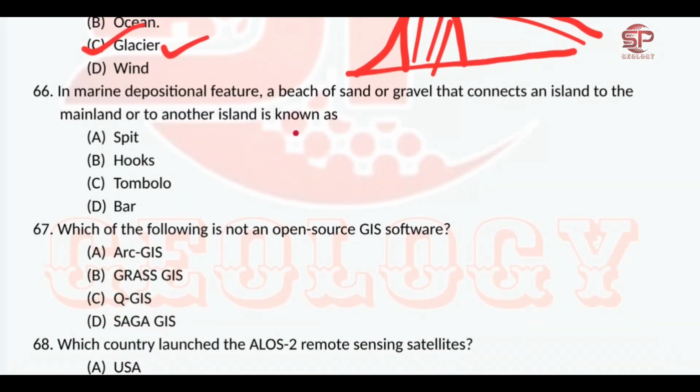In marine depositional features, a beach of sand or gravel that connects an island to the mainland or to another island. So anything in marine deposition that connects the mainland to the island is called a tombolo. Then spit, it is connected to the mainland at one end and open to the sea at the other end. Spit has a hook shape pattern. Then bar, it is just a ridge type of deposition parallel to the sea, parallel to the beach actually.